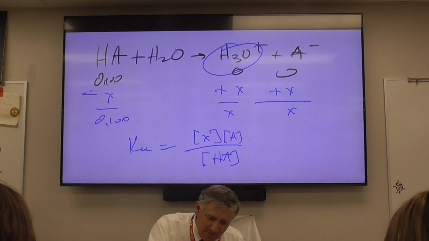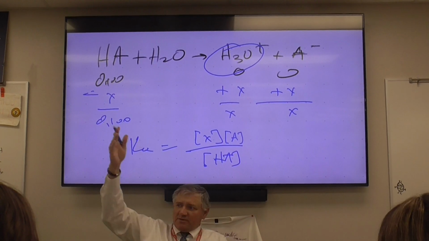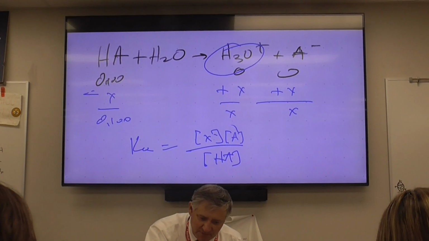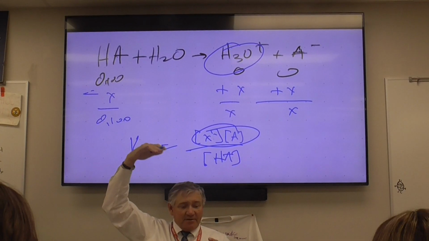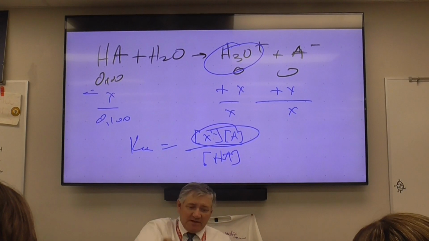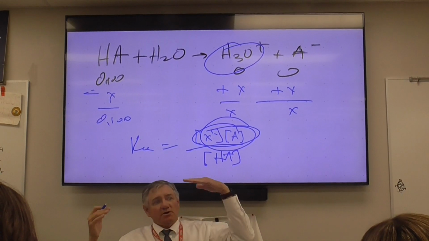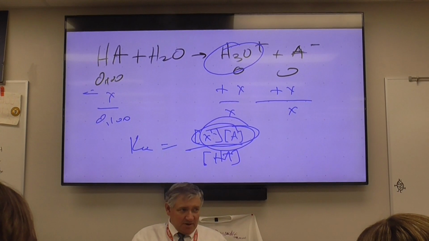The more that ionizes, the higher the concentration of your anions is going to be. That means you're going to have a bigger Ka value. If these don't ionize very much, you're going to have a very small Ka value.